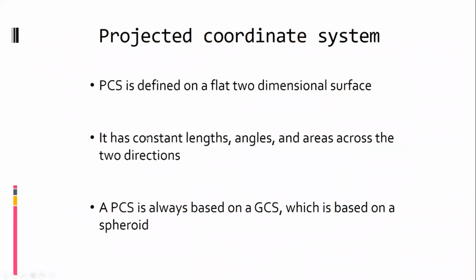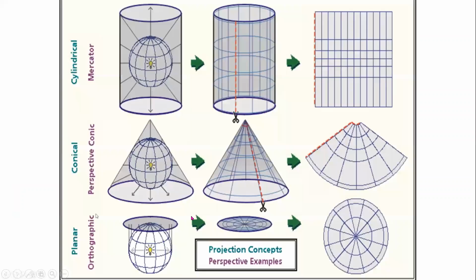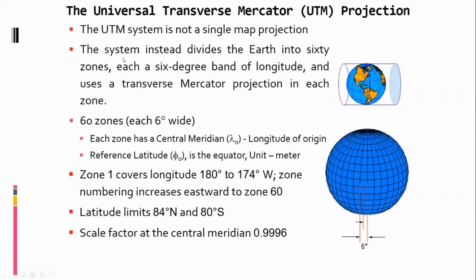PCS is defined on a flat 2-dimensional surface, and it has constant length, angle, and area across the 2 directions. PCS is always based on GCS. So whatever the geographical coordinate system provides, on the basis of that we provide a PCS. There are 3 different kinds of projection: cylindrical, conical, and planar projections. If you want to understand this in detail, I will provide the link in the description box, where you can understand what Universal Transverse Mercator is and all that.